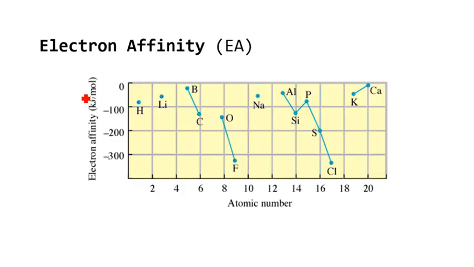Here's the more negative going down the y-axis here, and atomic number increasing to the right. You see our greatest exothermic electron affinities are fluorine and chlorine. And you notice that as you go, this is hydrogen, lithium, boron, then carbon. This is going across period 1 and then 2. And then sodium, aluminum, silicon, phosphorus, sulfur, chlorine, period 3. And then potassium and calcium.